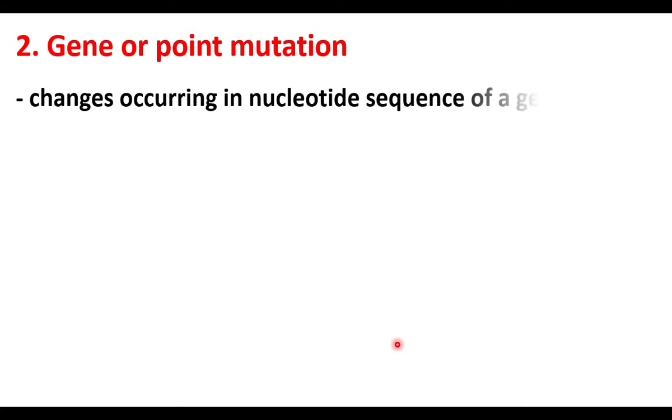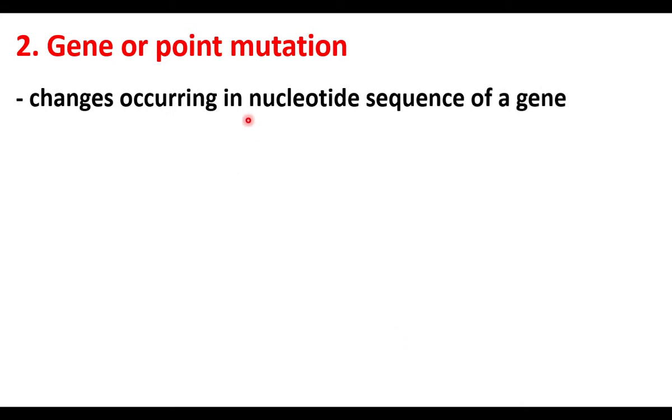Gene or point mutation, that is a change in the structure of a gene. A chromosome has an important component, DNA. The DNA has several genes. In human cells, the DNA has more than 30,000 genes. Changes occurring in the nucleotide sequence of a gene are called gene mutation.